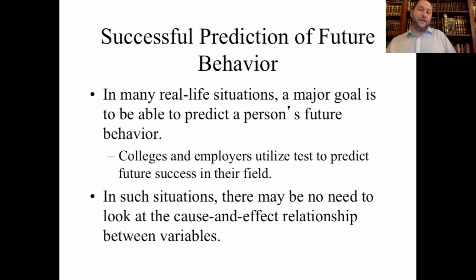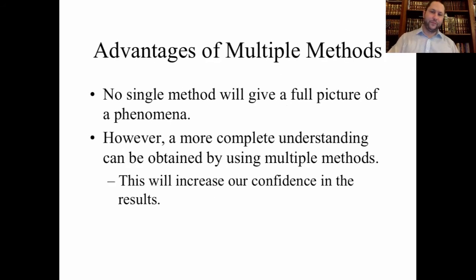Sometimes you want to just predict behavior. Maybe you don't want to know the cause, effect, or explain behavior. Maybe you just want to know whether or not this instrument could predict success as a salesperson. So that instrument might be used as a predictor, and a correlation is sufficient. You don't need an experiment.